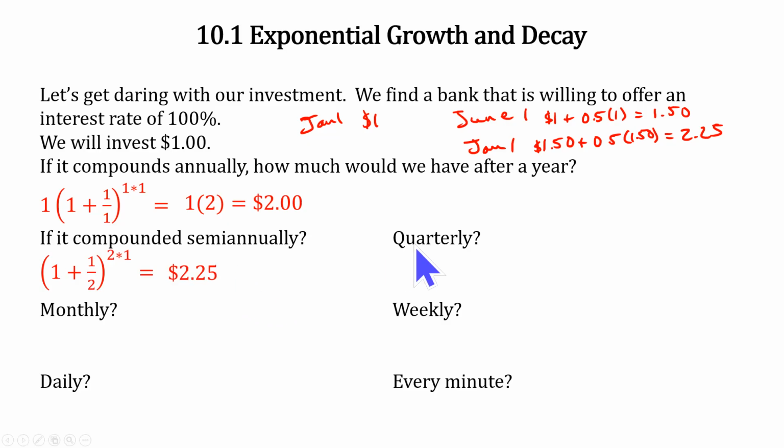So what would happen if I did it quarterly? And notice this one went away. Well, so is this one. You're just doing the inside part over the number of times it compounds, to the number of times it compounds. So throw that in the calculator and see what you get. Then do monthly, weekly, daily, and see if you can do every minute.